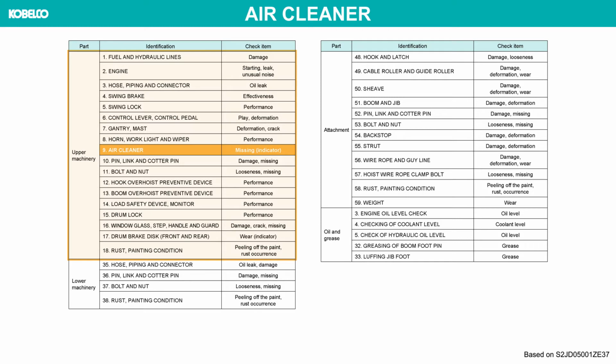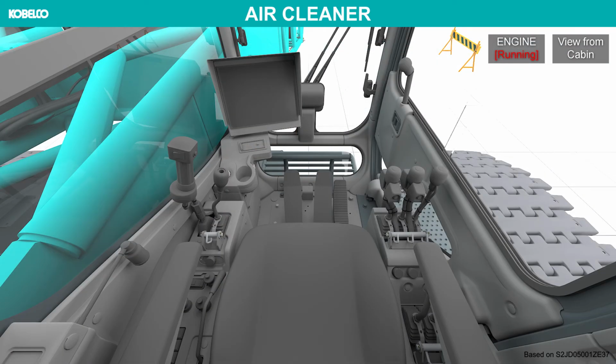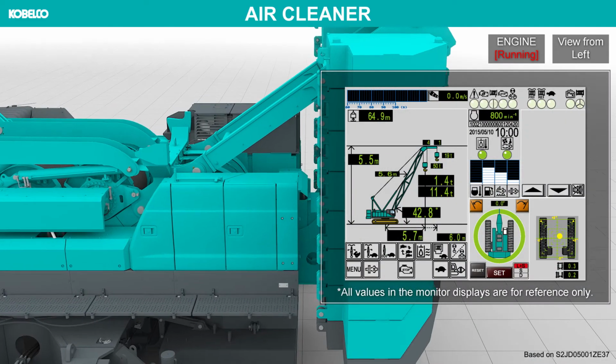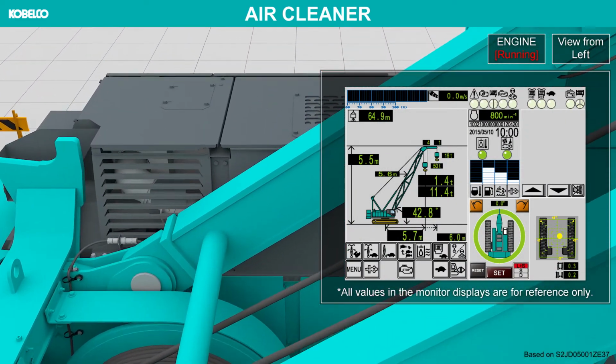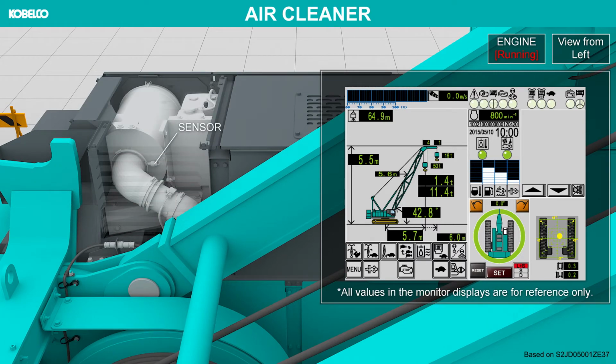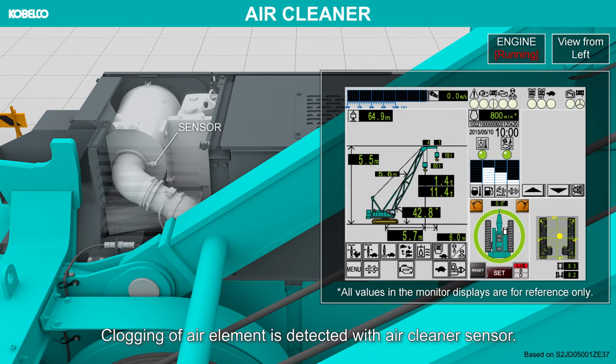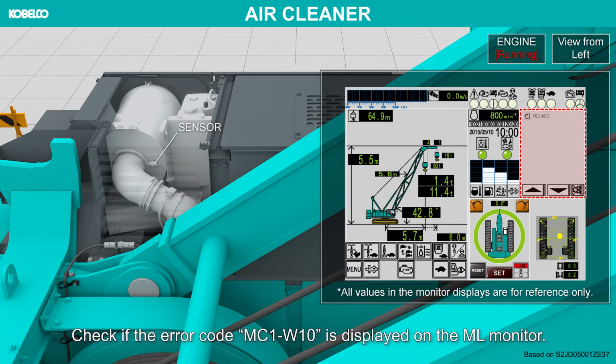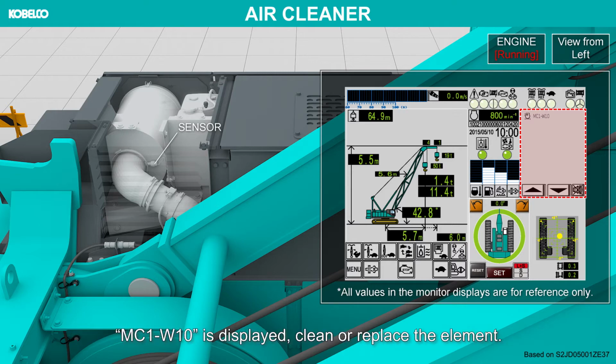Air cleaner. Clogging of air element is detected with air cleaner sensor. Check if the error code MC1W10 is displayed on the ML monitor. If MC1W10 is displayed, clean or replace the element.